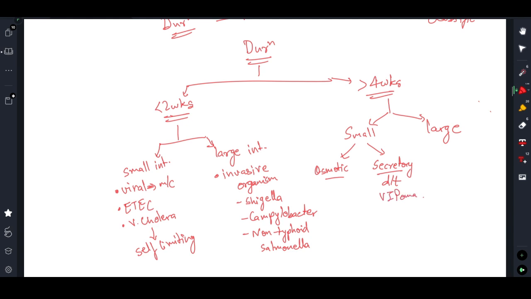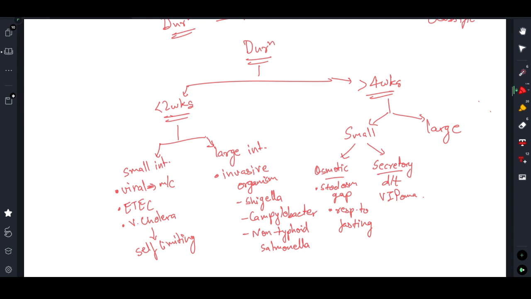Okay, how will you check whether it is osmotic? You will check the stool osmotic gap, right? Also you will see the response to fasting. This will help you differentiate between osmotic or secretory cause, right? So by this way you can reach the ultimate cause lying behind that diarrhea.